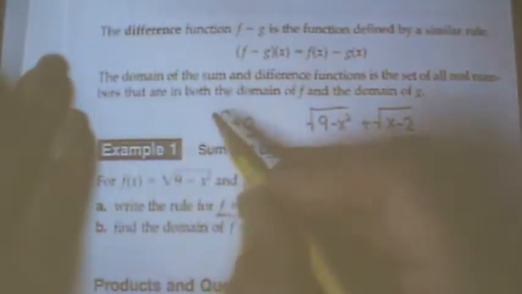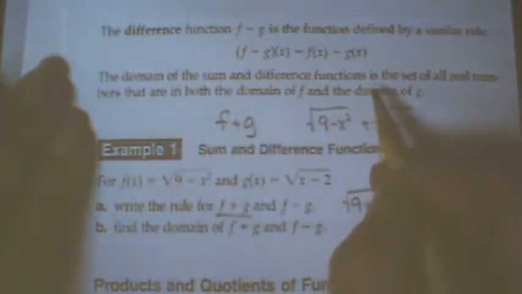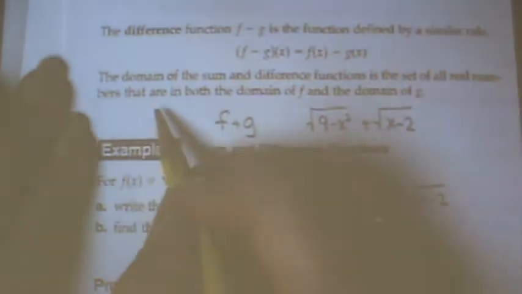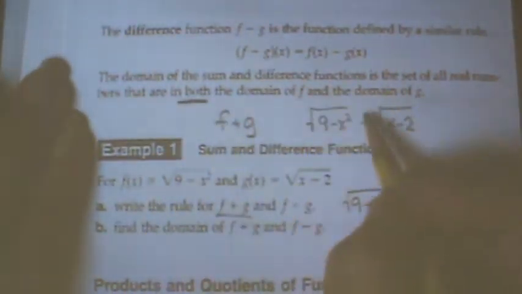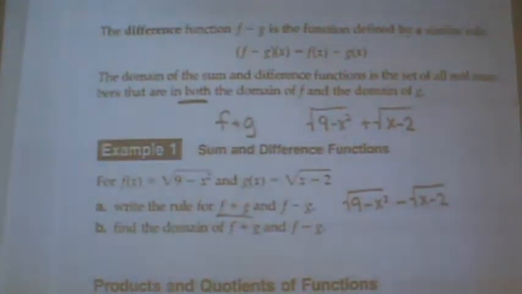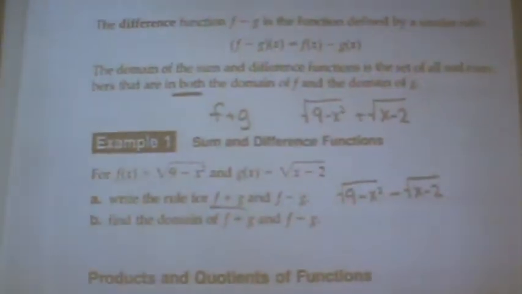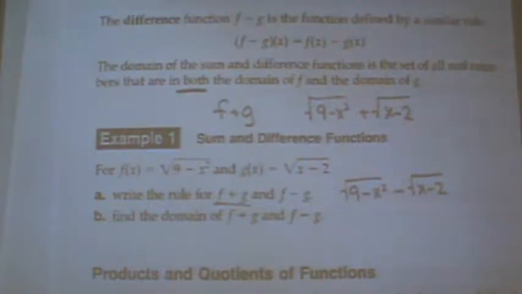So if you read right here above, I'm sure you guys can read this on your own, but I'm going to read it with you. The domain of the sum and difference of any function is the set of all real numbers that are in both the domain of f and the domain of g. That's a g. I got cut off.